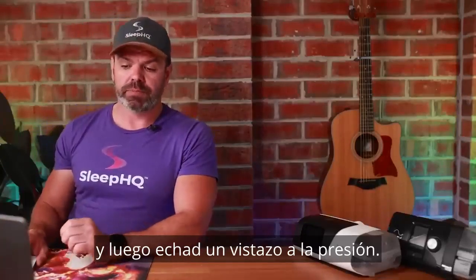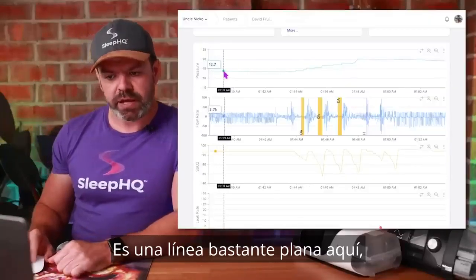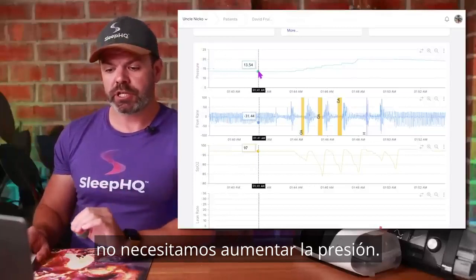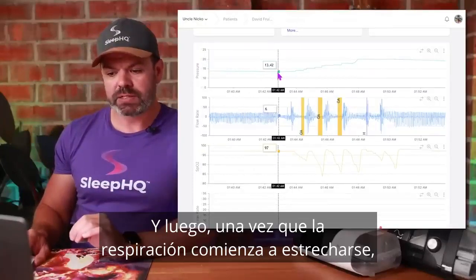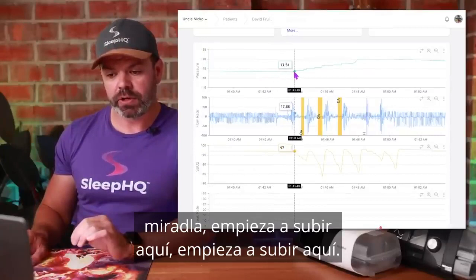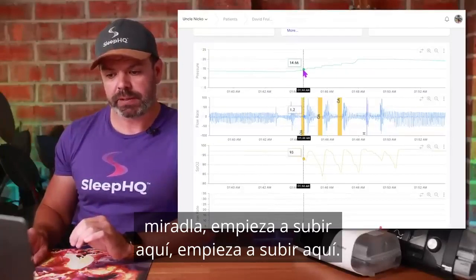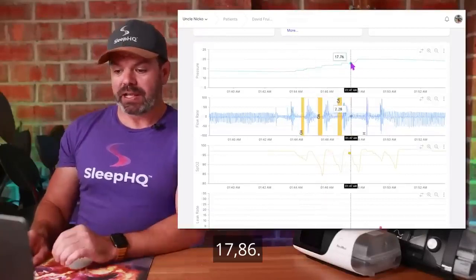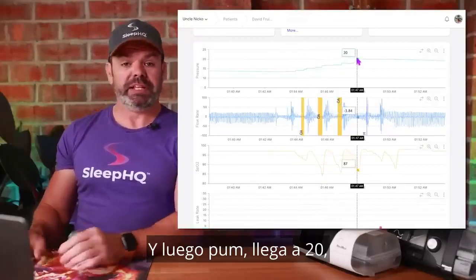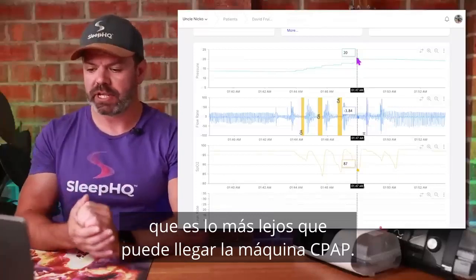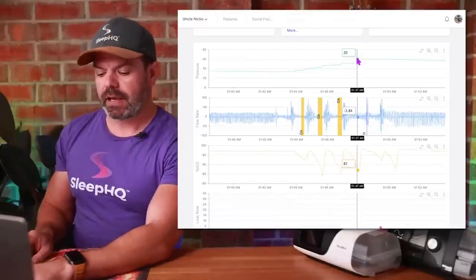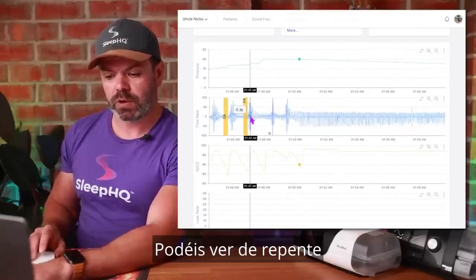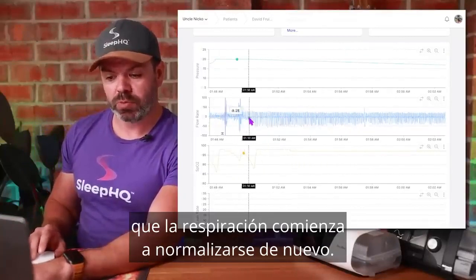And then have a look at the pressure. It's pretty flat line here while breathing is normal. That's what we want. If breathing's stable, we don't need to increase the pressure. And then once the breathing starts to get narrow, look at it start to tick up. Here it starts to go up here. See, 14.66, 15.26, 17.86, and then boom, it hits 20, which is as far as a CPAP machine can go. But look what happens once it hits that level. You can see all of a sudden breathing starts to normalize again.